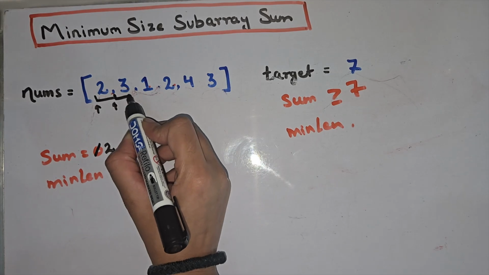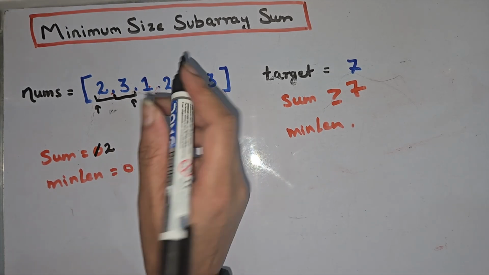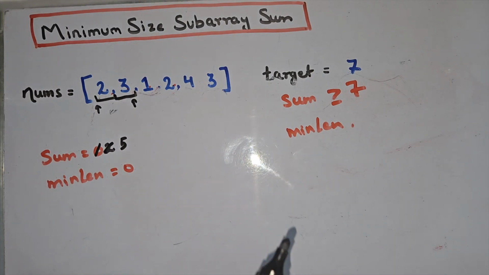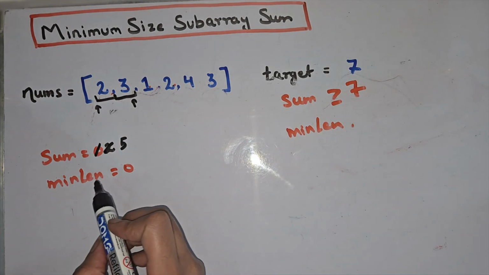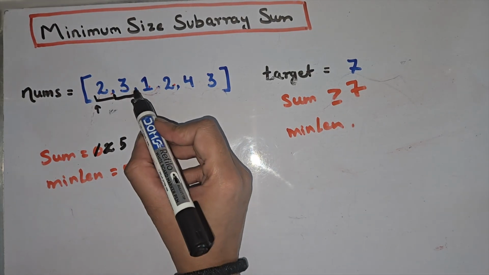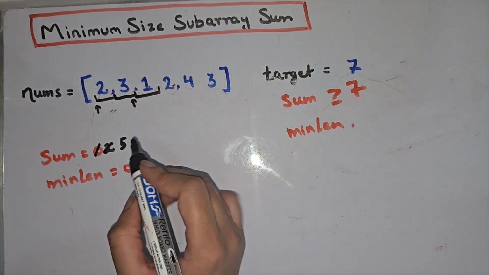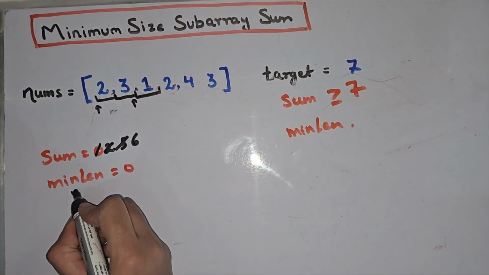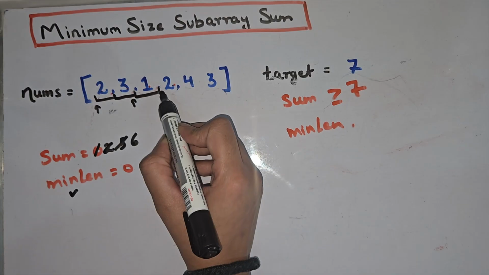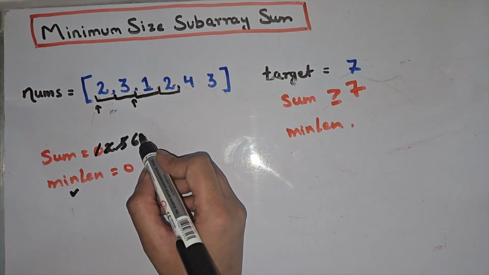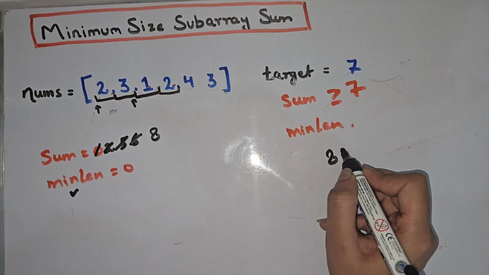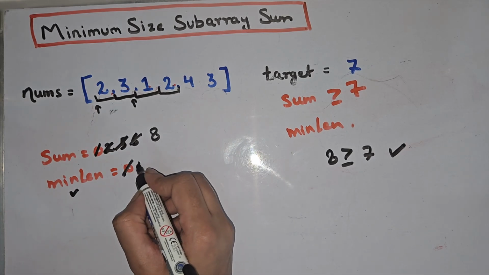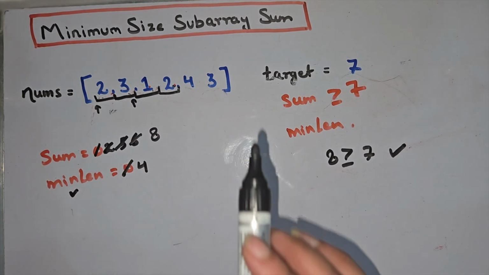We will expand our window and we will have 2 elements in the window. Now the sum will become 5. But 5 is less than 7, so we will not update the min length. Now we will include this element. This will make it 6. But 6 is also not satisfying our condition, so we will not update the min length. Now we will add the next element, which will make it 8. Now 8 is greater than or equal to 7, so the condition is satisfied. We can update our min length to 4 because we have 4 elements in our window.